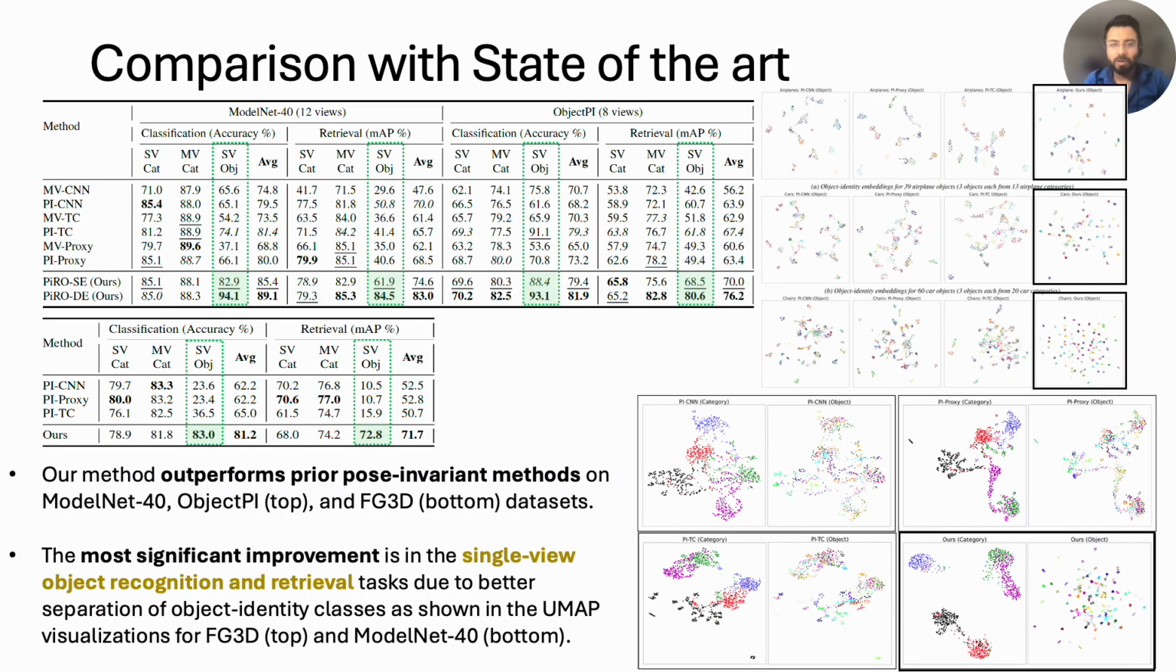Our method outperforms prior pose-invariant methods on ModelNet40 and ObjectPI datasets shown in the top table and the FG3D dataset in the table below. The most significant improvement is in the single-view object recognition and retrieval task as highlighted in green in the tables. This is because the object embeddings for our method are much better separated as compared to prior methods, as validated by the UMAP visualizations.